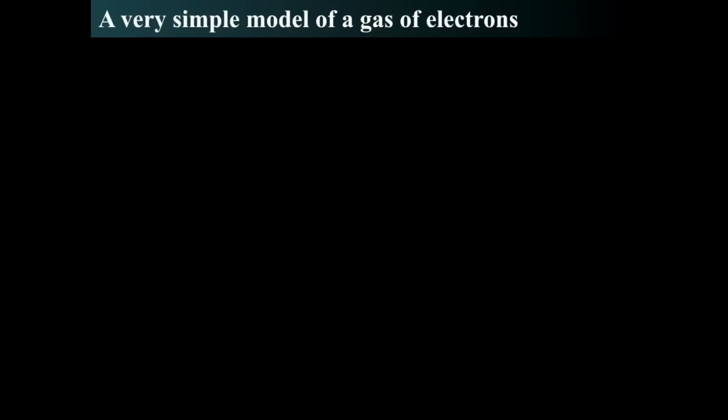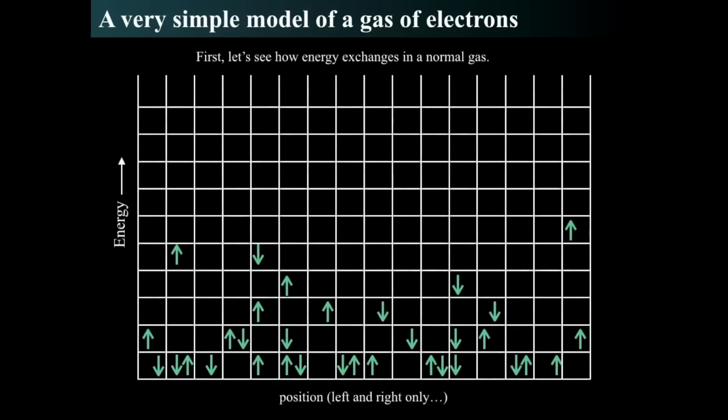Let's see how that works. So let's see how energy exchanges in a normal gas. This is an example of a normal gas, meaning lots of open space. Spins are roughly randomly oriented. Most things are in the low state.